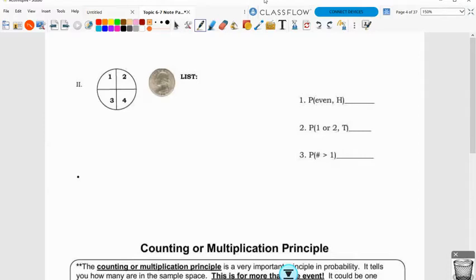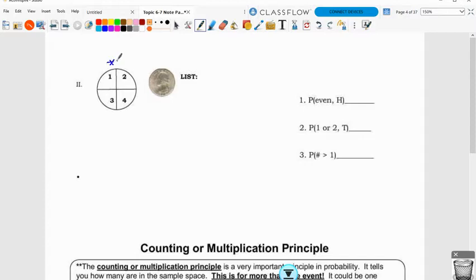In our next example, we're going to be spinning a spinner that's labeled 1, 2, 3, and 4, and then flipping a coin, which we know has two sides, heads and tails. We want to make a tree diagram and then list all of the possible outcomes that would exist when you spin the spinner and then when you flip the coin. Okay, so what we're going to do is start with the spinner.